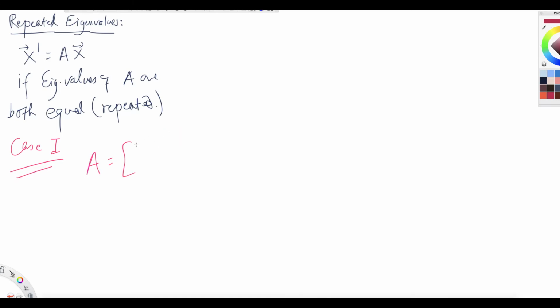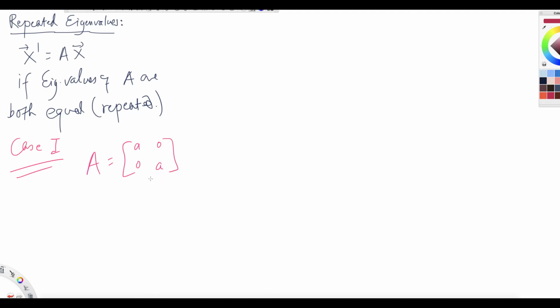For example, let's say A, 0, 0, A. This is called a diagonal matrix, meaning the diagonal that starts from the top left-hand corner and ends at the bottom right-hand corner. All other elements are 0 and these diagonal elements are equal to each other. So in this case, you will have two repeated eigenvalues. Both of the eigenvalues will be A and A.